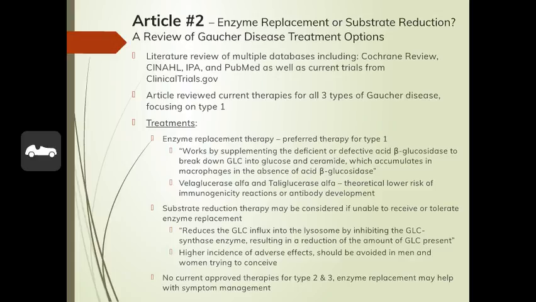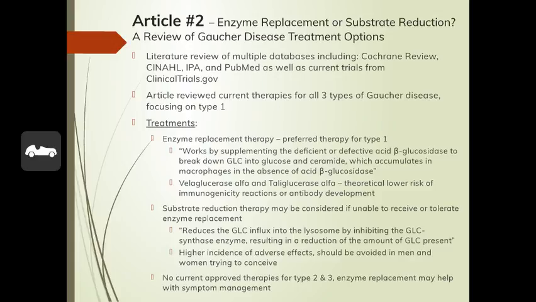Enzyme replacement therapy is the preferred therapy for type 1 Gaucher disease. It works by supplementing the deficient or defective acid beta-glucosidase to break down the glucocerebrosidase into glucose and ceramide, which accumulates in the macrophages in the absence of the acid beta-glucosidase. These are the two that they found a theoretical lower risk of immunogenicity reactions or antibody development.